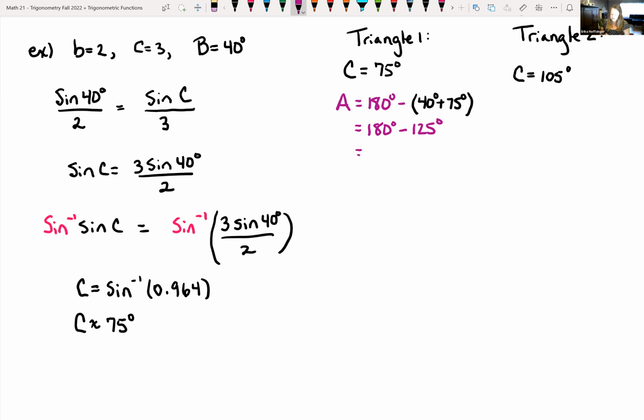Let me just check that. It's really early in the morning, and so it's possible. It's 115 degrees. So 40 plus 75 is 115. 180 minus 115, that is going to get me 65 degrees.